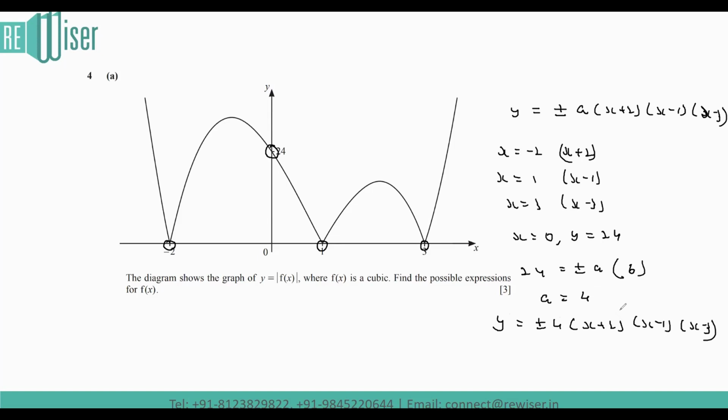If I go by the marking scheme of this, for writing this plus and minus sign, you get a mark. Now to calculate the value of a correctly as 4, you get another mark for this, and then writing the entire expression correctly, you get another mark. So this is how the 3 marks for the total question are divided. Now, moving on to the second part of the question.